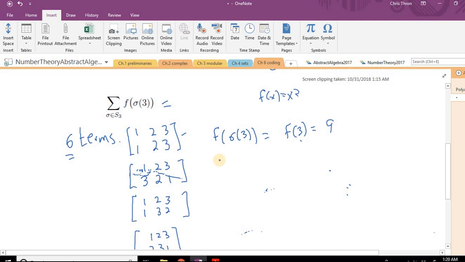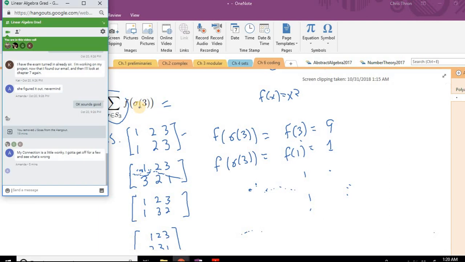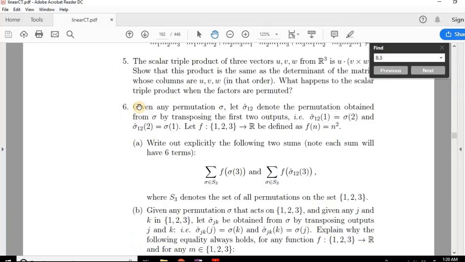So let's look at the next one. What is f of sigma of 3 in this case? It's going to be f of 1, which is equal to 1. So continue, and then because it's a sum, you're going to add them up. That's how you would evaluate the left-hand side.